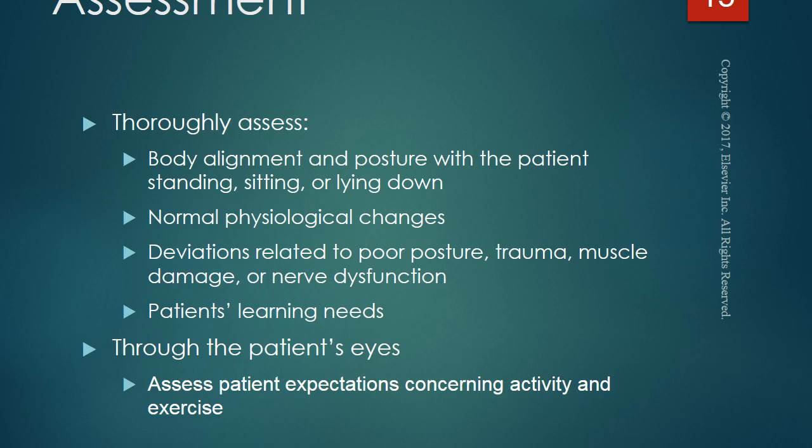Complete the assessment of body alignment and posture with the patient standing, sitting, or lying down. Use assessment to determine normal physiological changes in growth and development, deviations related to poor posture, trauma, muscle damage, or nerve dysfunction, and any learning needs of patients. Ask questions related to the patient's exercise and activity tolerance to gather important information. During assessment, consider all of the elements that help you make appropriate nursing diagnoses.